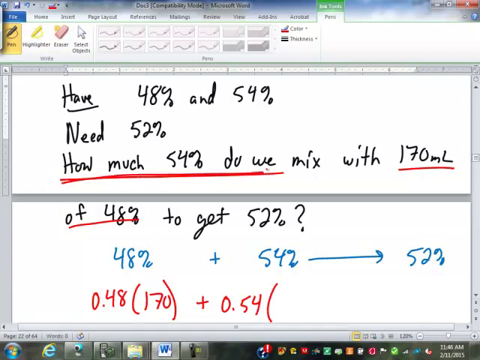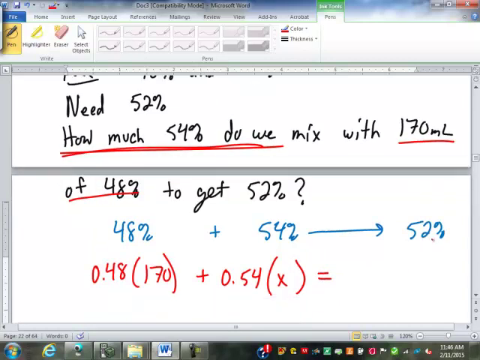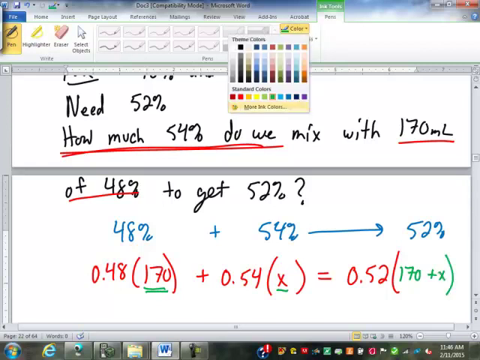No, that's what we're looking for, the volume of the 54%. So that's going to be our x. And that equals, well, now we have the concentration of the finished product, which is going to be 52%, so that's 0.52. The amount is, just like before, found by adding the amount of the other two ingredients. So I have 170 plus x.